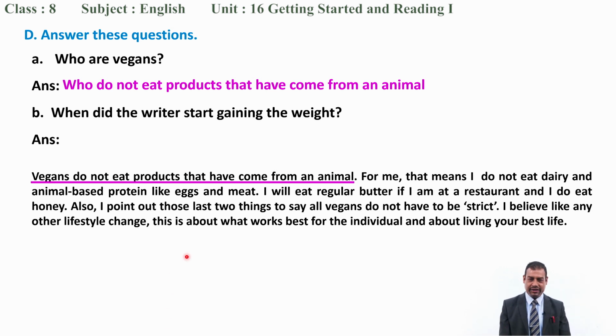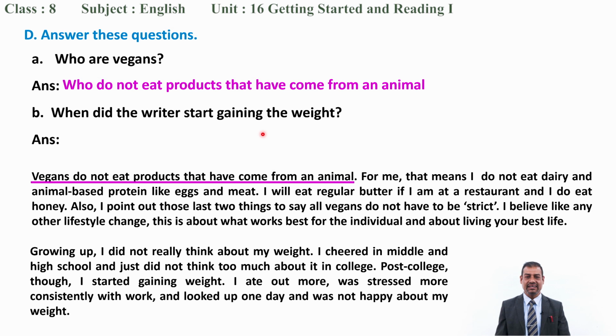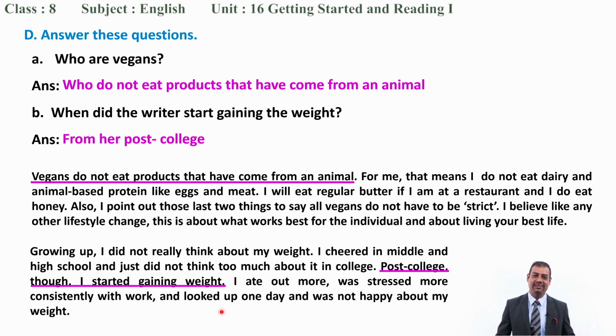Now, next one, when did the writer start gaining the weight? Now, you can find in this paragraph, in the line, see, post-college though I started gaining weight. So, simply, what can be your answer? From or post-college. Okay, from or post-college. This is how you can write down your answer. And if you want to develop it into complete sentences, of course, you can do.